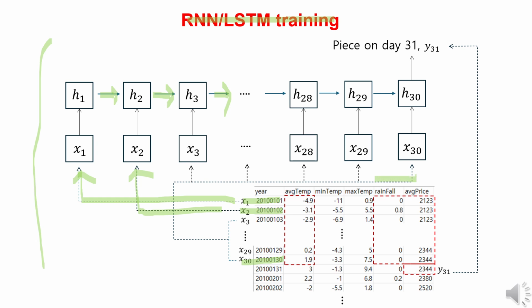At each time step, the RNN or LSTM computes a new hidden state using both the current input and the hidden state from the previous time step. This hidden state is then passed on to the next time step. As a result, information from x1 to x30 is accumulated and reflected through the hidden states, and the model is trained to predict the price on the next time step, that is, day 31.